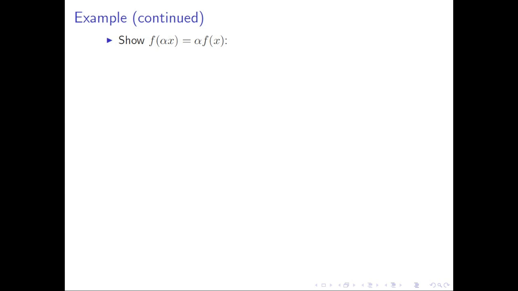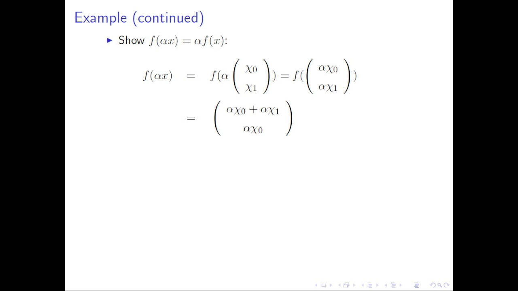First, let's look at scaling. f of alpha times x equals f of alpha times the vector chi0, chi1. Now, scaling a vector means scaling the components, which yields this. If we then apply the function, the result is this. Finally, we can factor an alpha out of the first component.